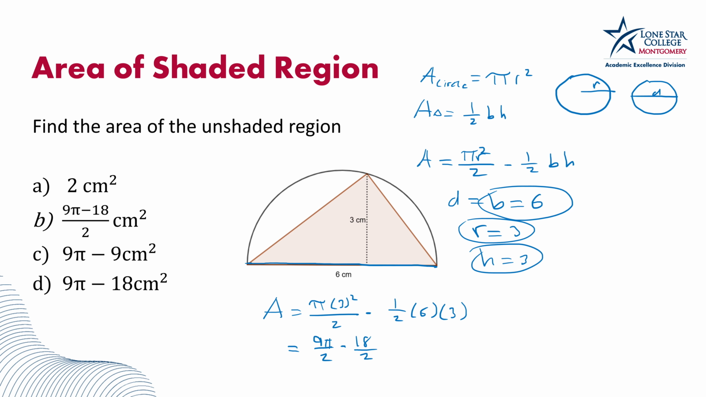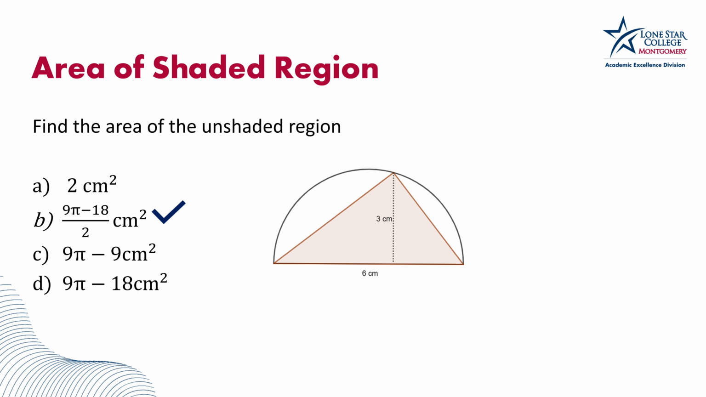because we need to combine our like terms. Both the denominators are 2, so we can rewrite this as the area of the unshaded region is 9 pi minus 18, all divided by 2. And that would be our answer, which gives us answer choice B.